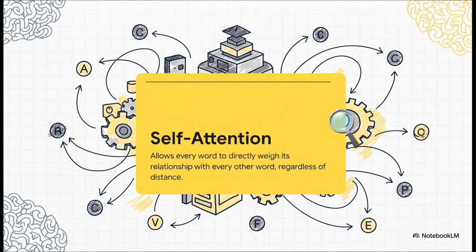So what was the big idea? At the heart of the transformer is this incredible mechanism called self-attention. And the revolutionary idea was this. It lets every single token in a sentence look at and directly measure its relationship with every other token in that same sentence, no matter how far apart they are.